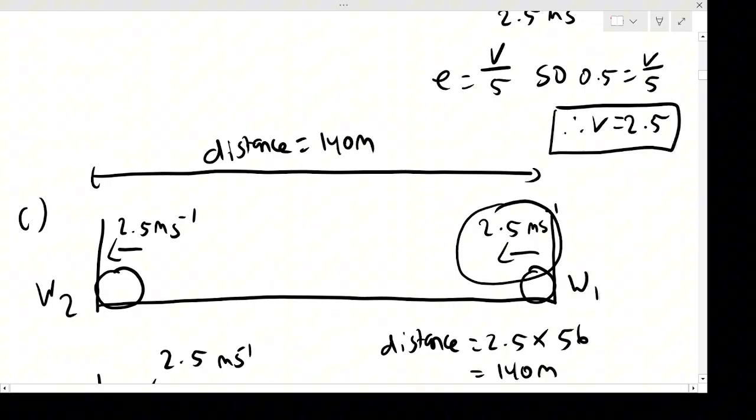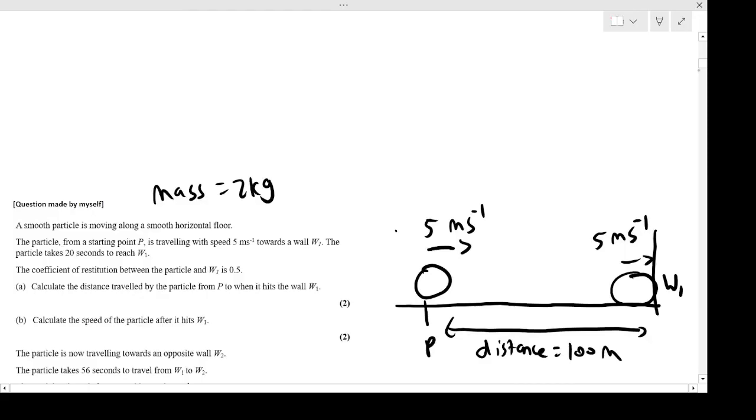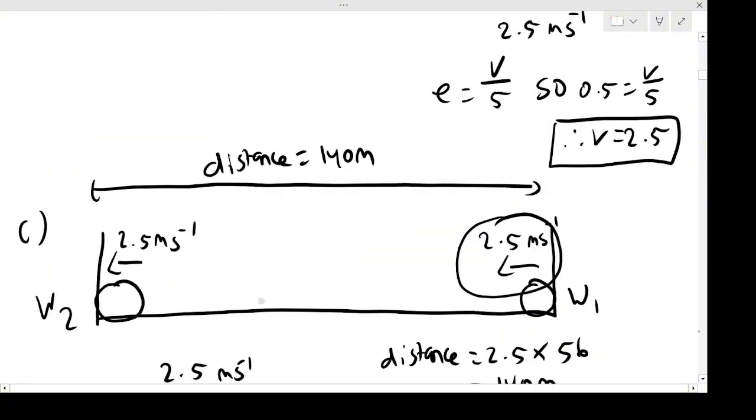So hopefully happy with that. Then the final part of the question is saying, hence find the distance between wall 2 and the starting point P. So that's going to involve this distance here as well, which we considered in part A. So the distance from P to wall 1 is 100 meters. So actually point P is going to be, say, somewhere there. So that distance is going to be 100 meters.